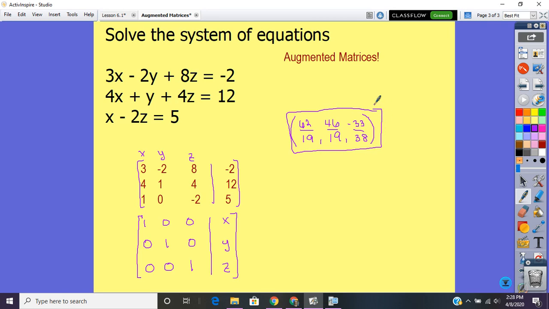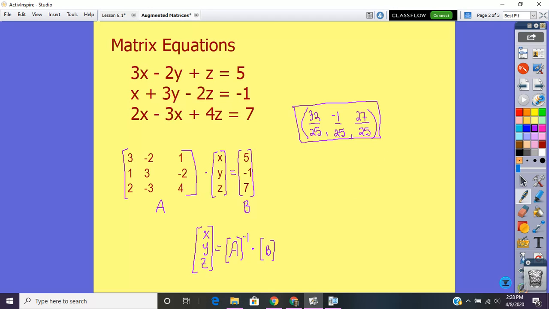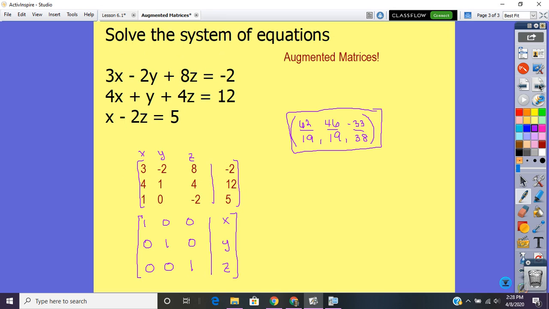So like I said, I don't have a preference which method you like to use. For my students, I'm going to make you try all three of them, but then at the end of the day, you pick which one you like more. My preference is obviously this augmented matrices, but I also don't mind matrix equations. So I hope this helps, and I hope you enjoyed the video.